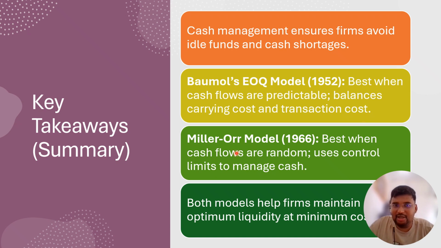And then we studied the Miller-Orr model. It is used when the cash flows are uncertain, that is, when the cash flows are random. It works best when we can decide our upper limit, our lower limit, and a return point. By using this as a guiding principle, we can decide when to invest and when to sell securities in the market. So I can say that both models help firms maintain the optimum cash balance. They help us maintain a certain level of liquidity, bring a certain sense of stability, and keep our cost minimum.